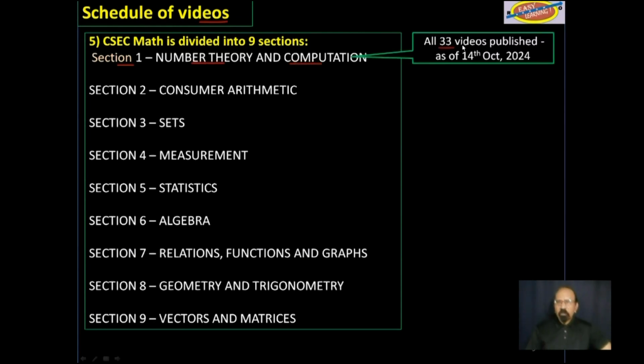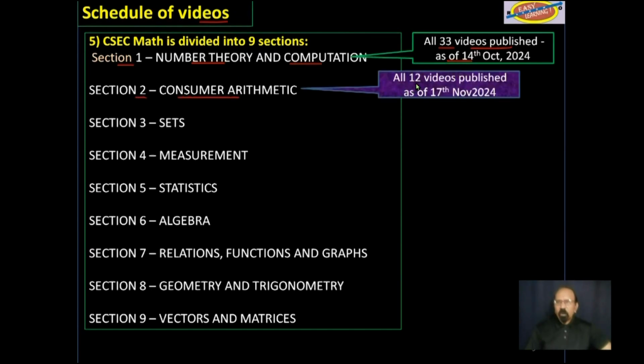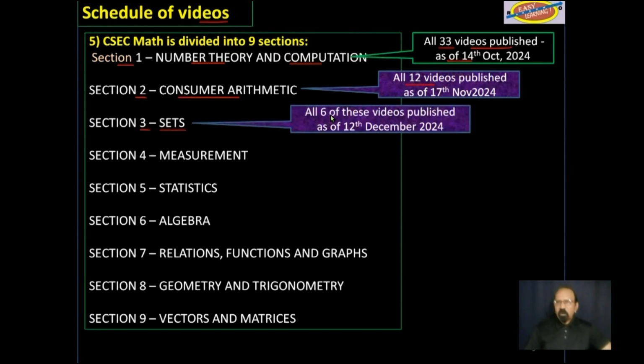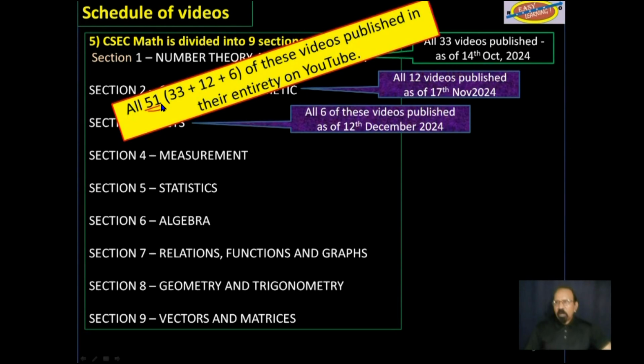All 33 of those videos have been published on YouTube in their entirety. Section 2, consumer arithmetic. All 12 of those videos have been published on YouTube in their entirety. Section 3, sets. All 6 of these videos have been published on YouTube in their entirety. That adds up to 51 videos. Please make use of all of these.